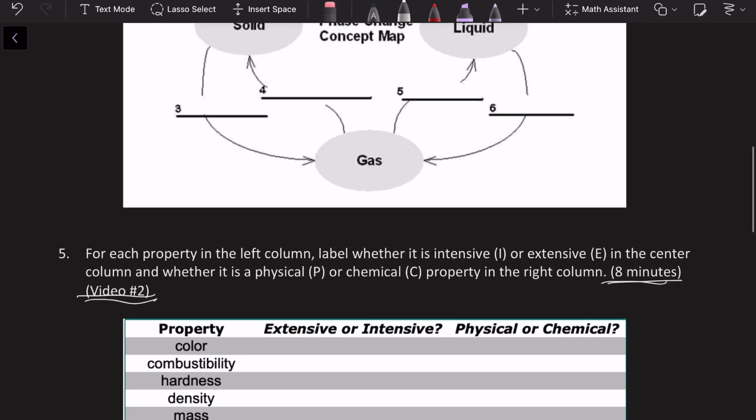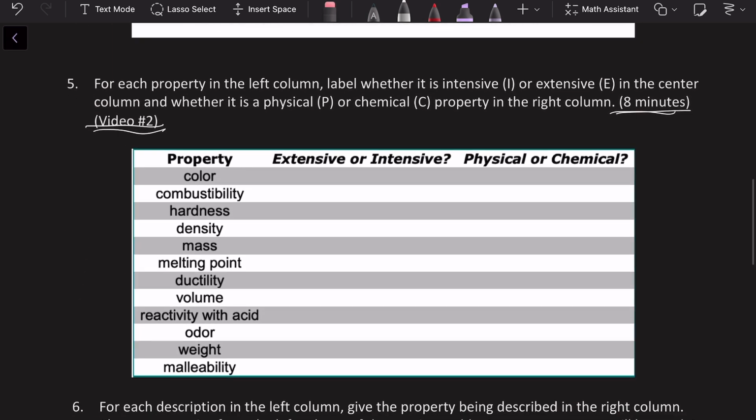Number 5 is a little bit more critical thinking. Let's start with intensive versus extensive. With color going first, we know this one's intensive. This was used as an example. The amount does not correlate with the color of the object, and hence it's not dependent on amount, and therefore color is an intensive property.